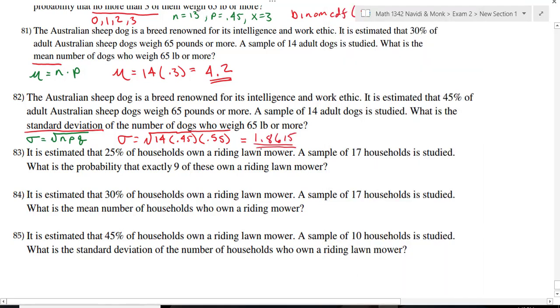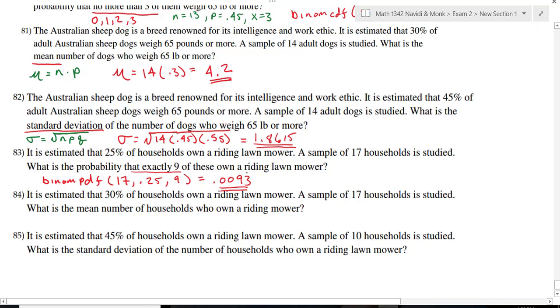All right, number 83. It's estimated that 25% of households own a riding lawnmower. A sample of 17 households is studied. What is the probability that exactly 9 of these own a riding lawnmower? Binomial PDF. What do I plug in place of n? 17. And what do I use for p? 0.25. And what do I use for x? 9. And when I put this in my calculator, I get, beautiful, 0.0093.